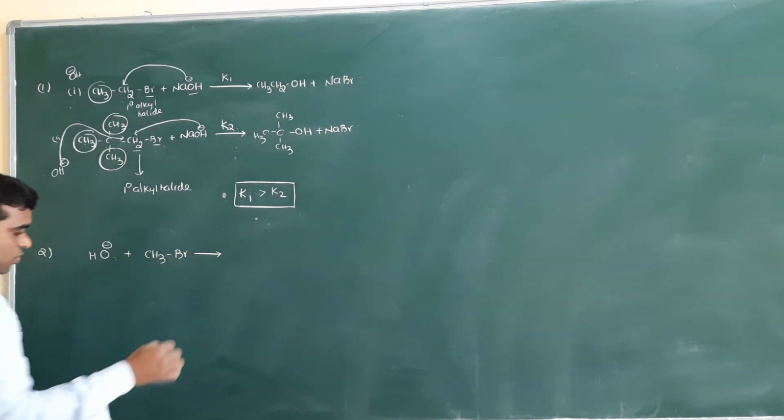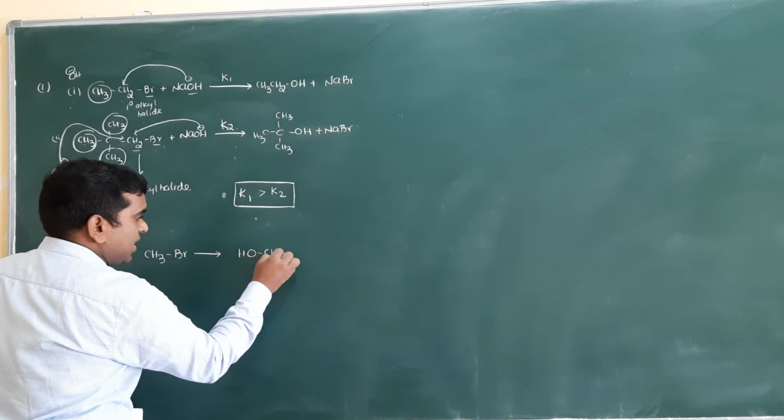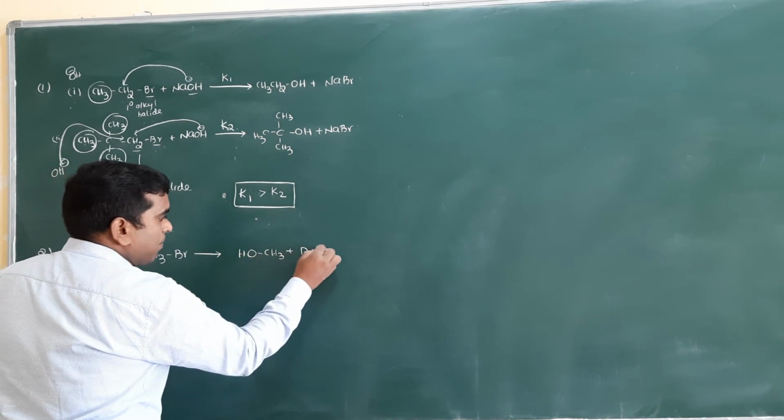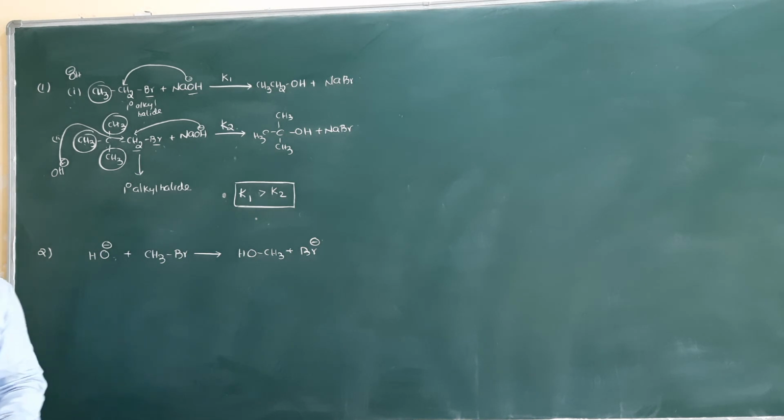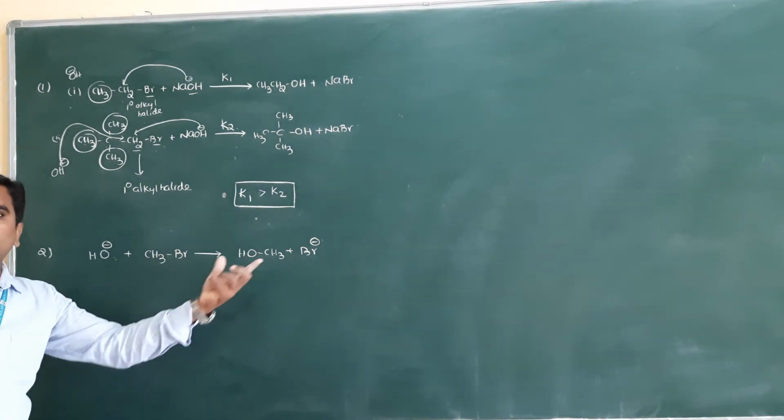CH3Br. What is the product you are getting here? The product is OHCH3 plus Br minus. Which reaction is it? Nucleophilic substitution reaction, and also an SN2 reaction.